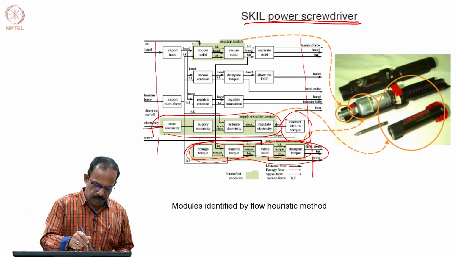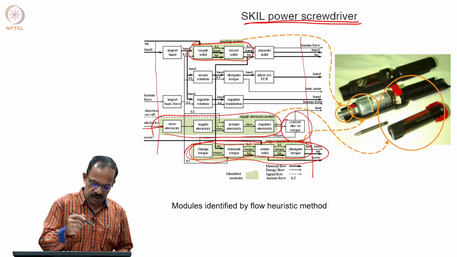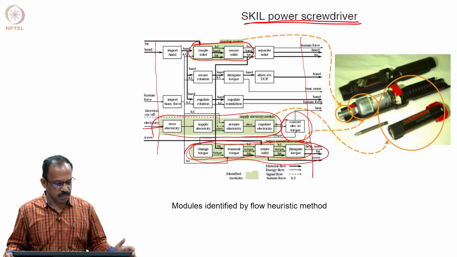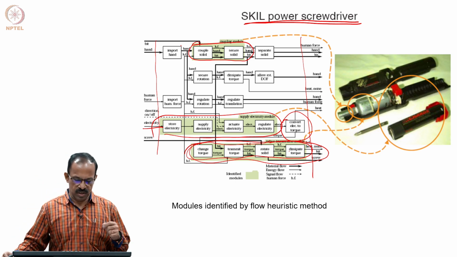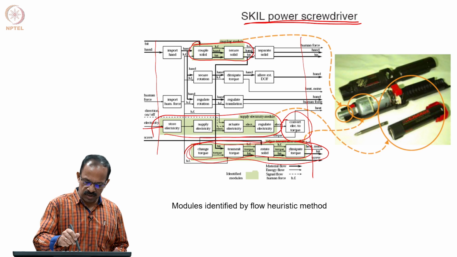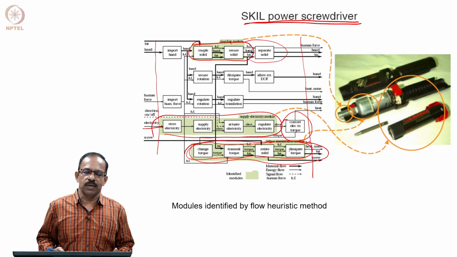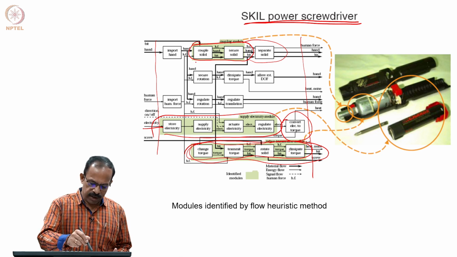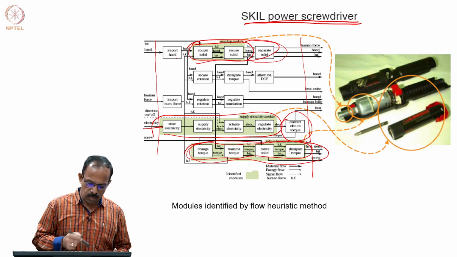And here there is a coupling solid, so this is the bit, the tool bits. So coupled solid, secure solids, and of course the separate solid can also be made part of this if you look for the dominant flow. This way you will be able to identify potential modules.